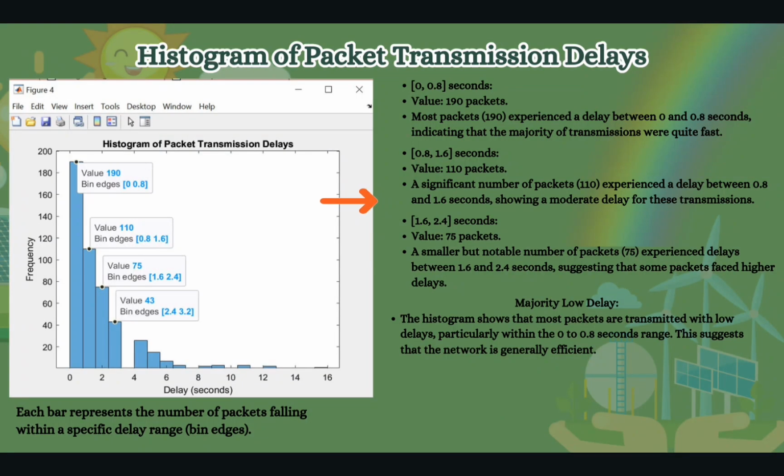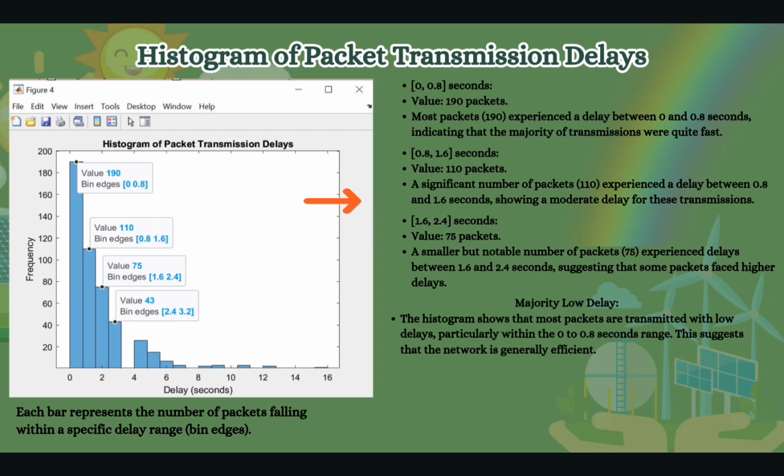Next is the histogram of packet transmission delays. Each bar represents the number of packets falling within a specific delay range, which is the bin edges. Most packets, 190 packets, experience a delay between 0 and 0.8 seconds, indicating that the majority of transmissions were quite fast. A significant number of packets, 110, experience a delay between 0.8 and 1.6 seconds, showing a moderate delay for these transmissions. A smaller but notable number of packets, 75, experience delays between 1.6 and 2.4 seconds, suggesting that some packets faced higher delays.